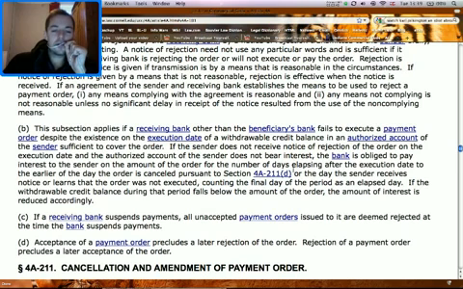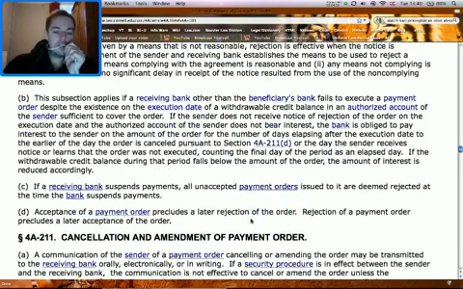B. This subsection applies if a receiving bank other than the beneficiary's bank fails to execute a payment order despite the existence on the execution date of a withdrawable credit balance in an authorized account of the sender sufficient to cover the order. If the sender does not receive notice of rejection of the order on the execution date and the authorized account of the sender does not bear interest, the bank is obliged to pay interest to the sender on the amount of the order for the number of days elapsing after the execution date to the earlier of the day the order is cancelled pursuant to section 4A-211D, or the day the sender receives notice or learns that the order was not executed, counting the final day of the period as an elapsed day. If the withdrawable credit balance during that period falls below the amount of the order, the amount of interest is reduced accordingly.